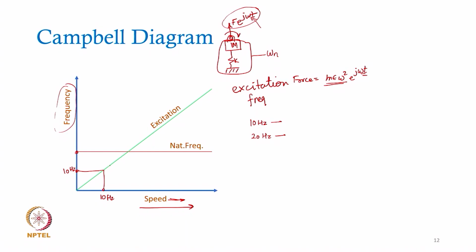And therefore, on this graph, as the speed increases, this frequency will also proportionally increase, and therefore, you can plot this excitation frequency as a sloping line here. If both x axis units are same, you can expect this line to be at 45 degrees.